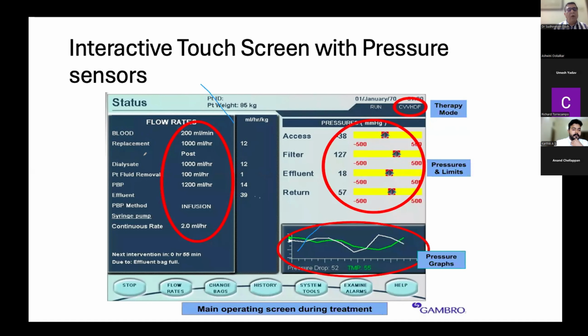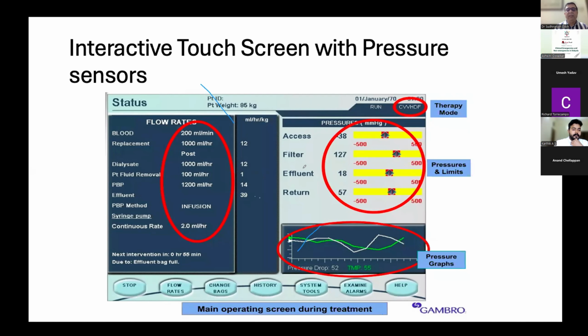And these pressure channels, which I have shown you, are the access sensor, filter pressure sensor, effluent sensor, and the return sensor. Okay. And this is the parameter which is in the right corner. You will see the modality by which you are doing the CRRT, whether it is CVVH, CVVHD, or CVVHDF. All are set here at the start of the programming of the machine.